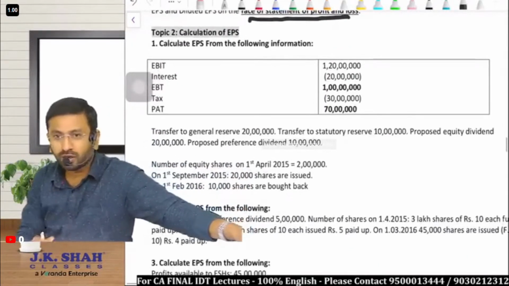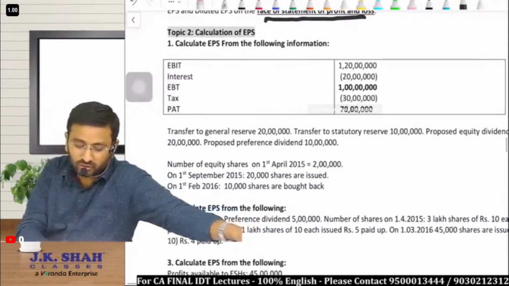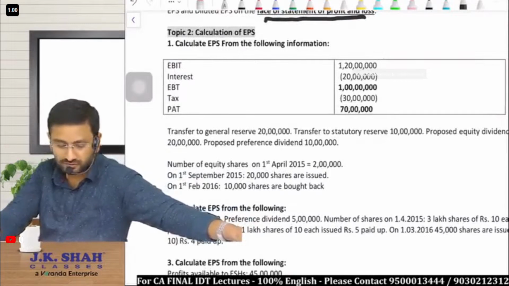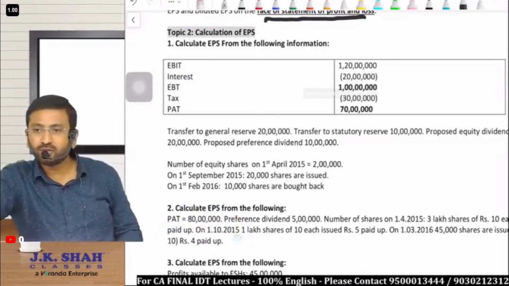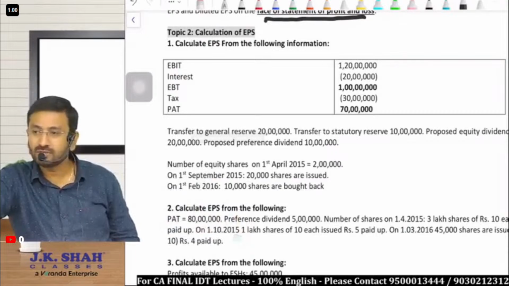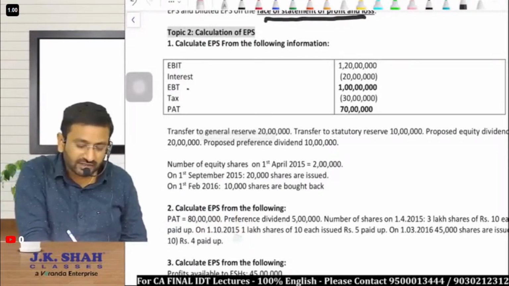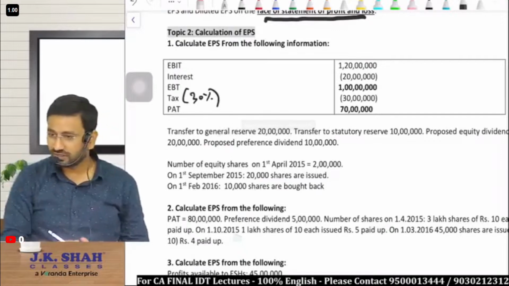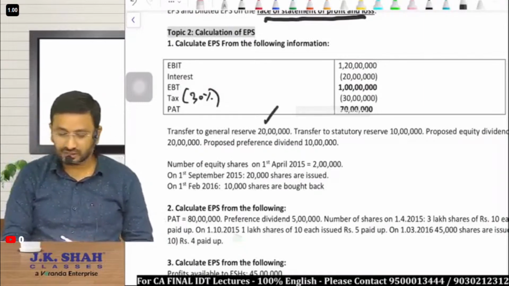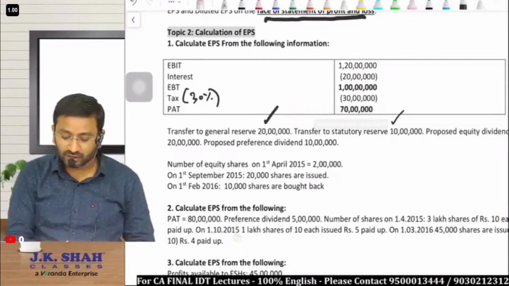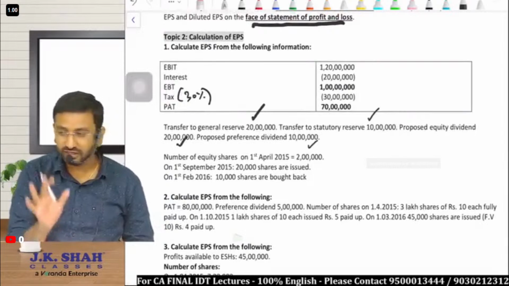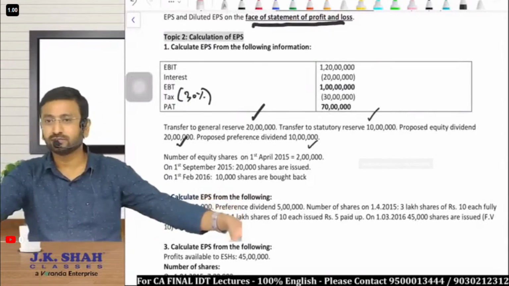Look at this question number 1. I want you to tell me what you will take in the numerator and in the denominator. Numerator is earnings, denominator is number of equity shares. Now what is given to you? Earnings before interest and tax 120 lakhs, interest 20 lakhs, EBT will be 100 lakhs. From that they have removed tax at 30%, which gives me PAT of 70 lakhs. From this 70 lakhs, how much is transferred to general reserve? 20. Statutory reserve 10. Then proposed equity dividend 20. Proposed preference dividend 10. Tell me what you take in numerator.